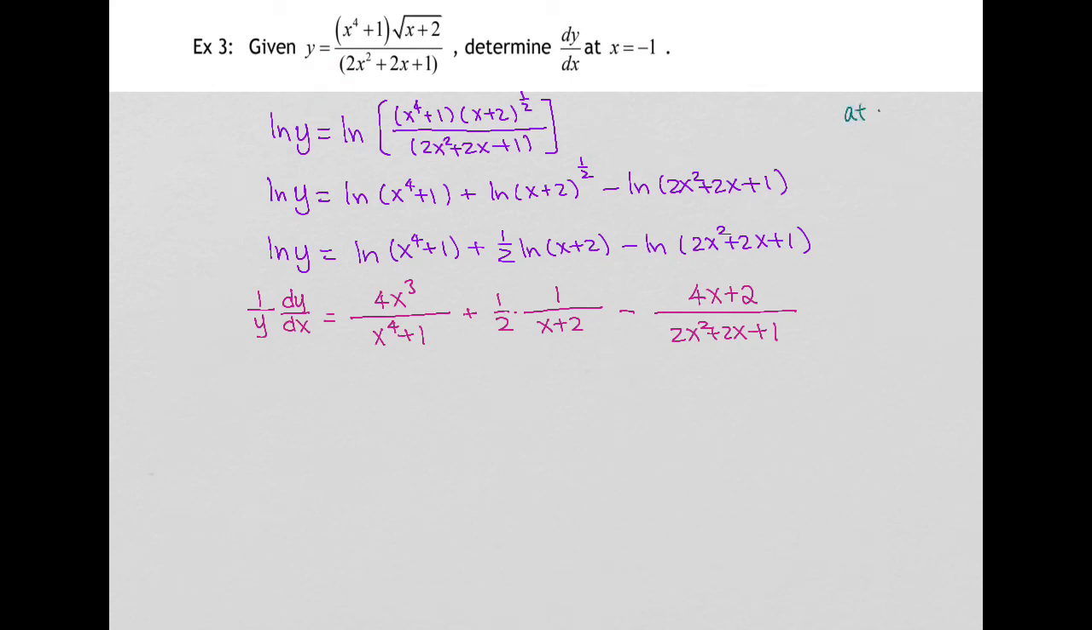So at x equals negative 1, your y is going to be negative 1 to the power 4 will be 1. 1 plus 1 will be 2. And square root of negative 1 plus 2 will be square root of 1, which is 1. And 2 times by 1 will be 2, minus 2 plus 1 will be a 1. So my y value is 2. So let's substitute x equals negative 1, y equals to 2 to find dy over dx.